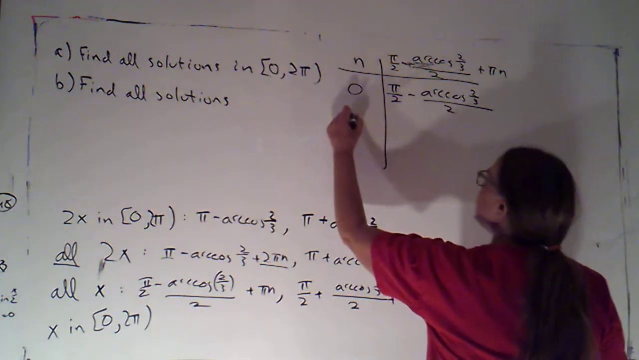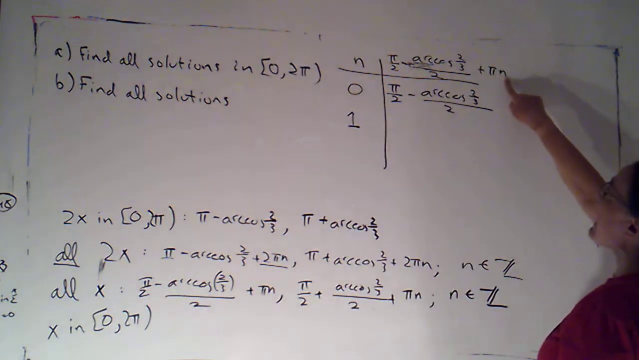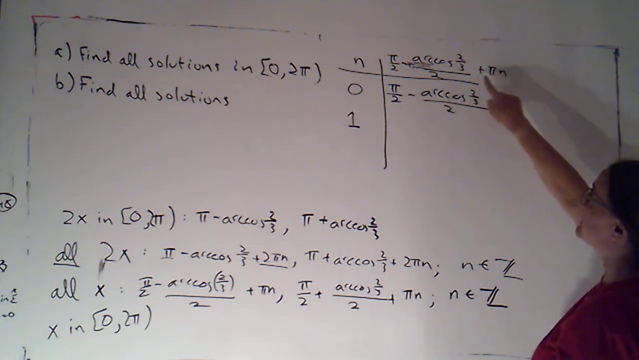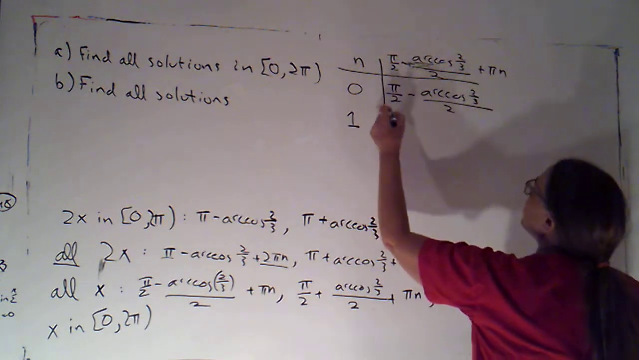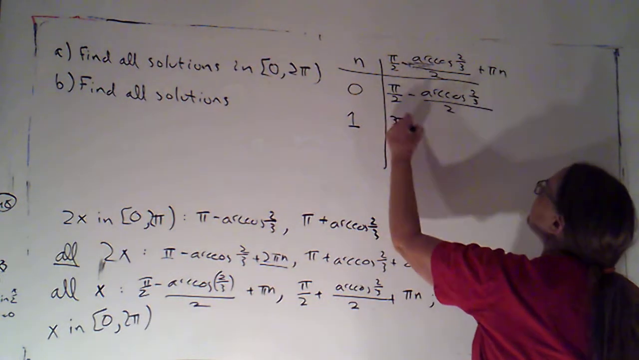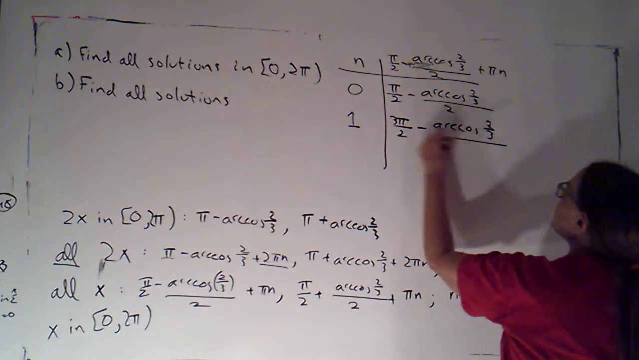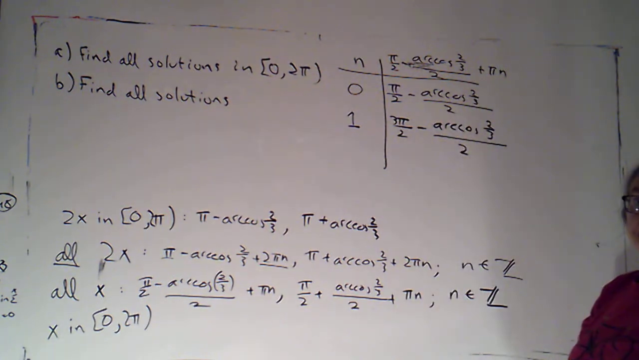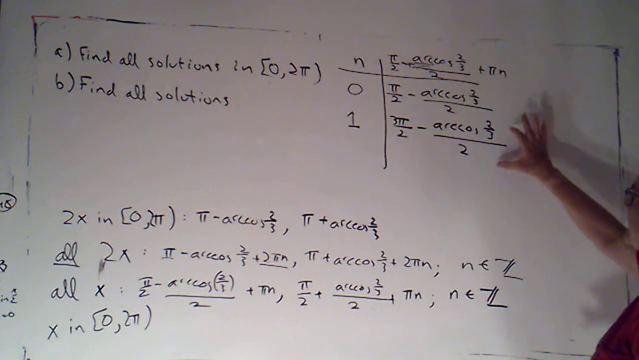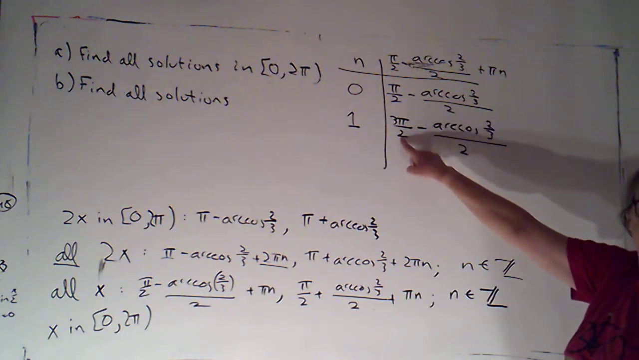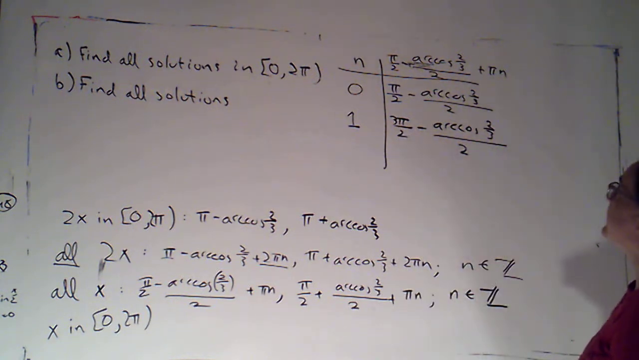But let's see what happens if n is 1. If n is 1, I'd be adding pi to this thing. Pi is the same as 2 pi over 2, so plus pi over 2. It would be 3 pi over 2 minus arc cosine of 2/3 all over 2. Okay. Is that in this interval? Yeah, because that's an acute angle subtracted from 3 pi over 2. That's just going to swing me back into quadrant 3. Okay.